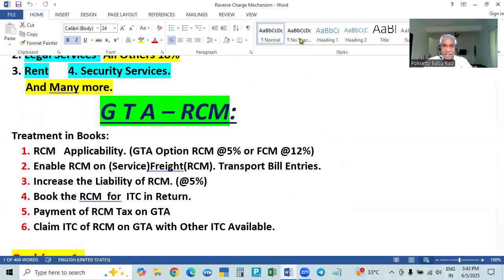This is everything about the rules and regulations. This is the first part. The second part, we will take a problem. Mostly in the institutes, they will explain up to this only. They will not show how to make the entries in the books for the RCM, reverse charge mechanism. Most of the people in the institutes, they will not take up this topic. They are just telling about these rules, that's all.